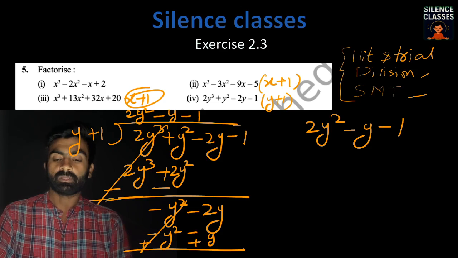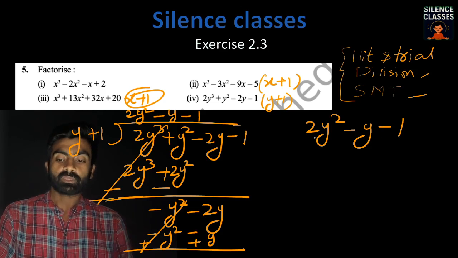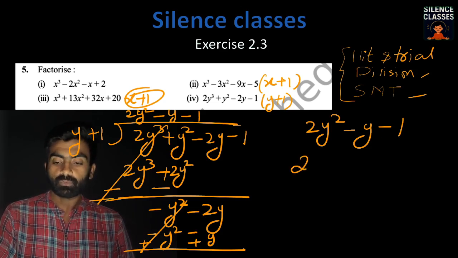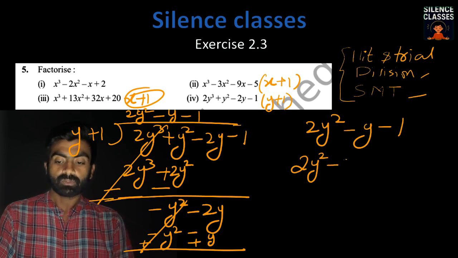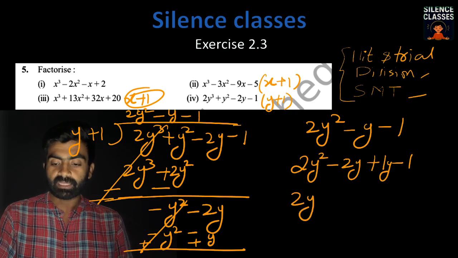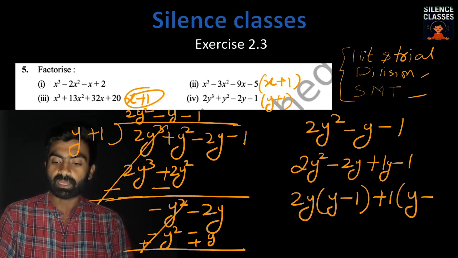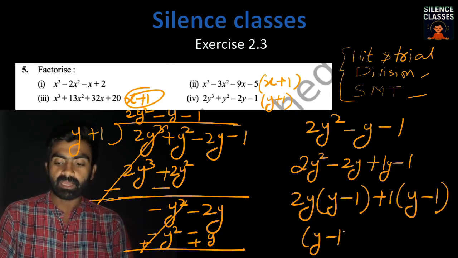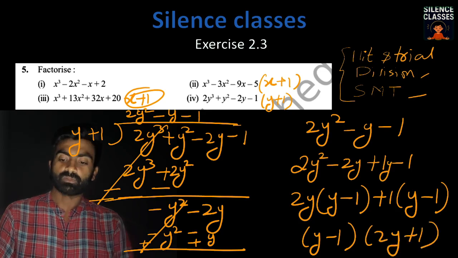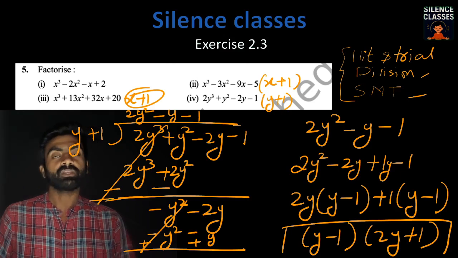So now by using the splitting the middle term, first of all what we have to do, we have to multiply last term and the first term, we will get 2. Okay, 2 ones are 2, means we can do 2y square minus 2y plus 1y minus 1. So we can take 2y as common, so we will get y minus 1, and we can take plus 1 common, so we will get y minus 1. So we will get y minus 1 and 2y plus 1. So these are the two factors, that is y minus 1 and 2y plus 1, and y plus 1. These are the three factors of this particular equation.